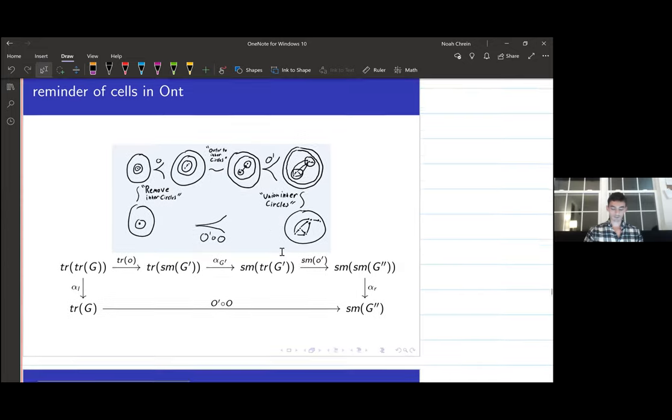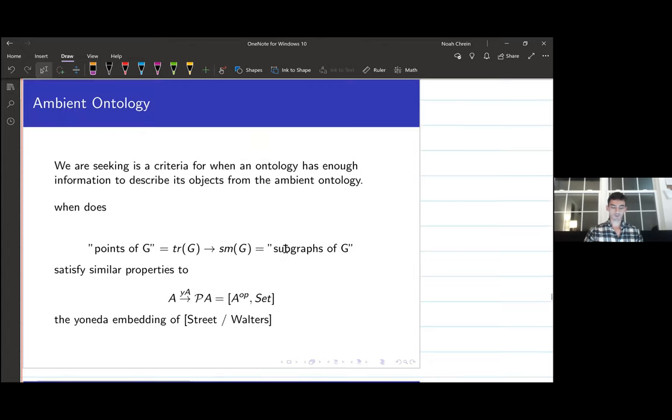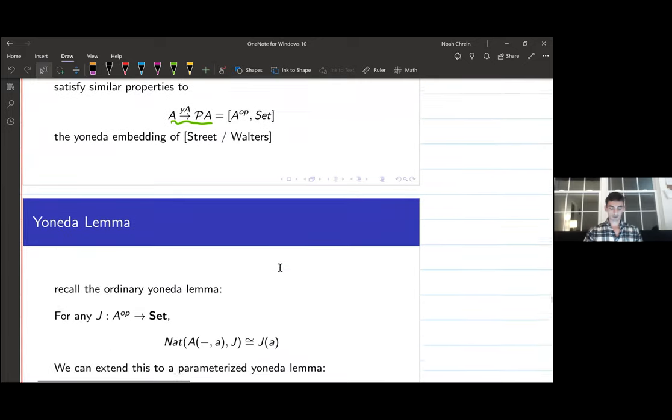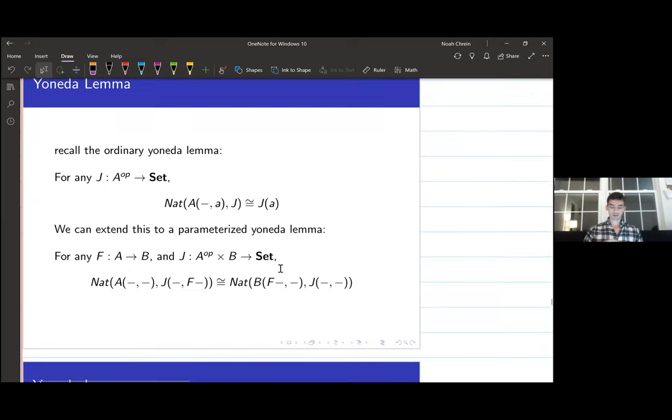Okay, so let's step back even further. Why do we care about the expansions of graphs? Well, we are seeking a criteria for when an ontology has enough information to describe its objects from the ambient ontology. So the question is, when does a graph expansion like this satisfy similar properties to the Yoneda lemma, the Yoneda embedding? It seems like I'm running out of time, so I'll try to breeze through this next part, since it's really just widely available in the literature.